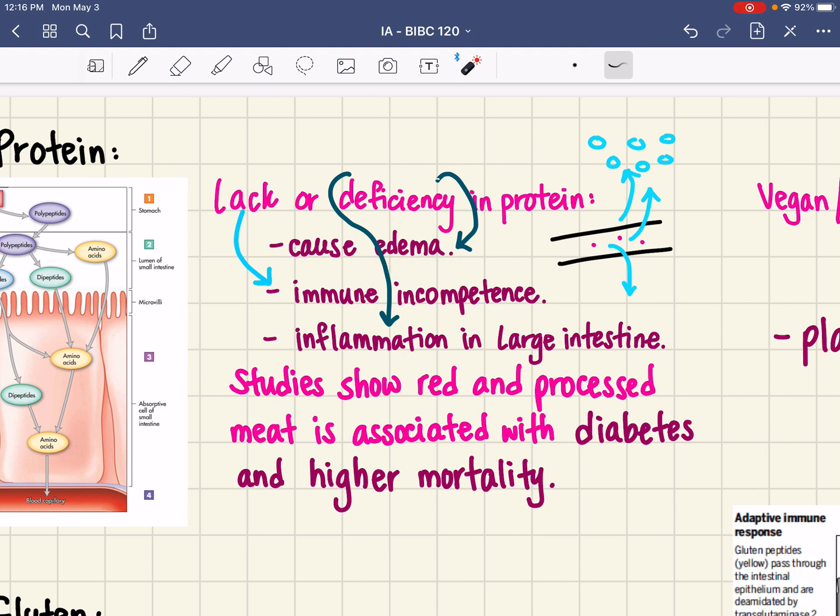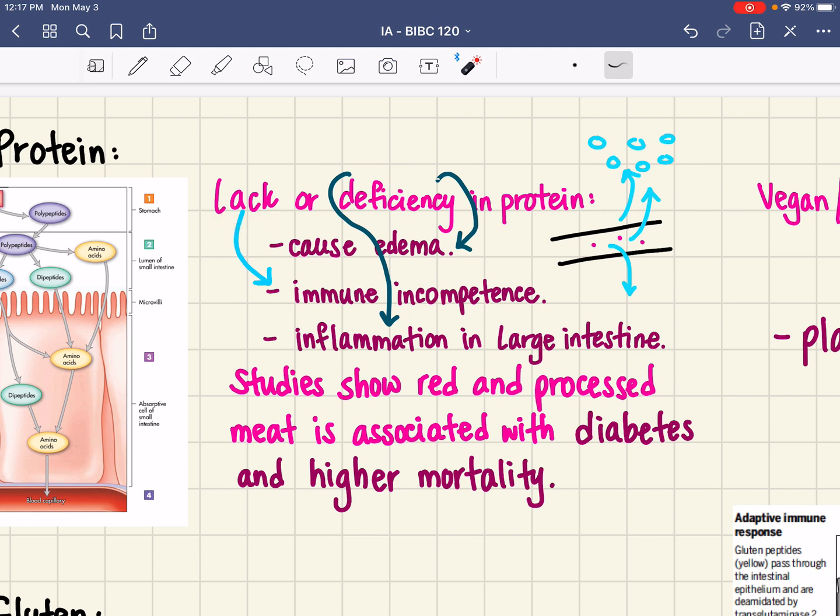Okay? Now, individuals who are deficient in protein can also, follow the arrow, can also experience inflammation in their large intestine. However, individuals who completely lack protein, they experience immune incompetence. Okay, so just the difference between deficient in protein and lack of protein.